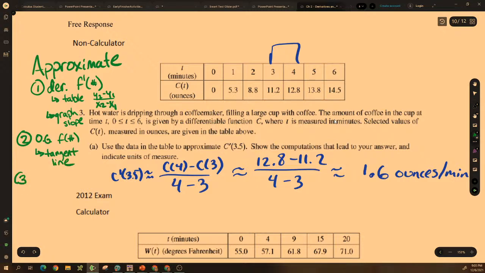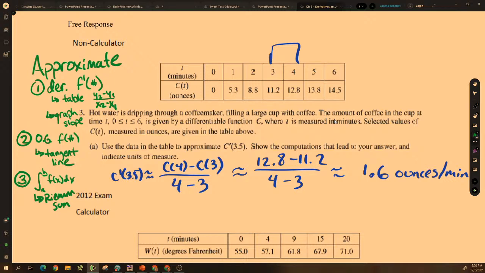And now the third thing that we can approximate, which is new, is the integral from a to b of some f of x dx. And we do this with a Riemann sum or a trapezoidal sum. This is not until the last chapter that we just learned, but those are now the three things.